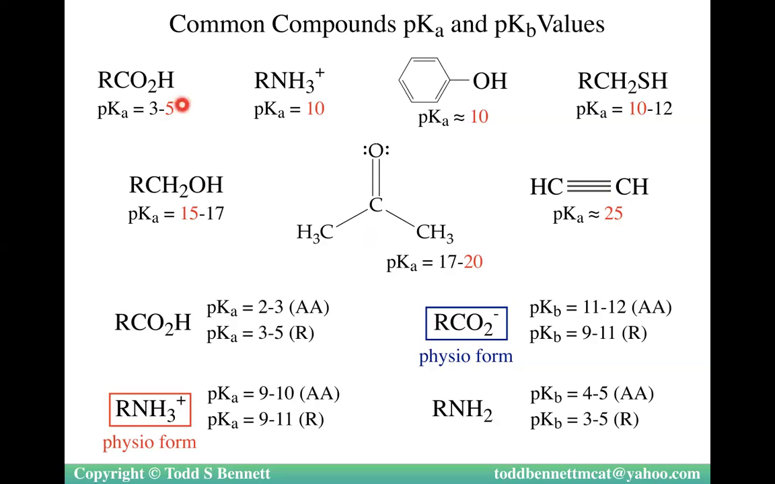Their pKas are 5, 10, 15, 20, 25. And I'm set. I have 7 compounds. Carboxylic acid is the most acidic. Then amines, protein-amines, phenols, and thiols. That's the 10, and then alcohols 15, ketones 20, alkynes 25.